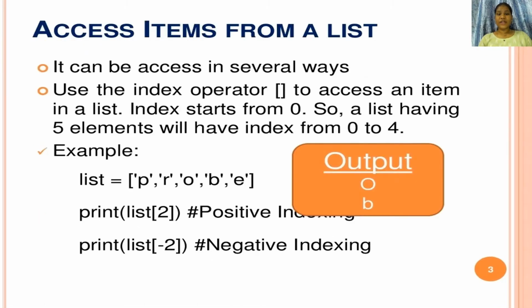Accessing elements from a list. It can be accessed in several ways. Use the index operator, square brackets, to access an item in a list. Index starts from 0, so a list having 5 elements will have indexes from 0 to 4. Example, a list called prob. I took an example of printing index number 2, so the element O will be printed, and index number -2, the element B will be printed.